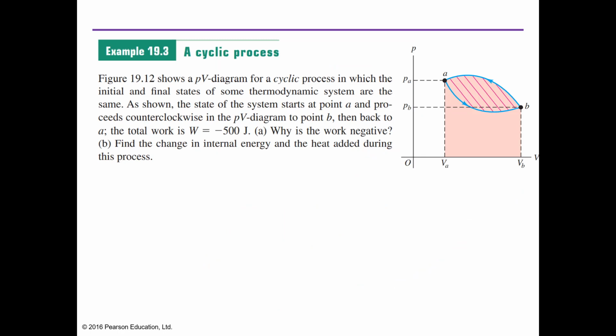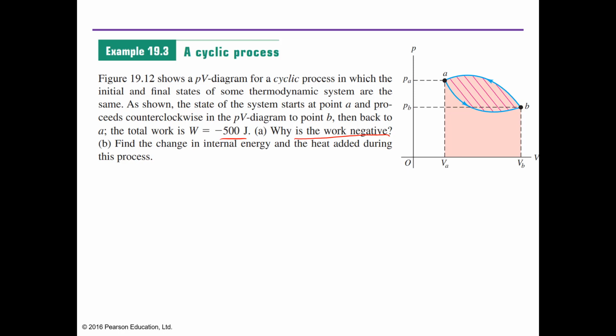Next, this is a cyclic process. The figure shows a PV diagram for a cyclic process in which the initial and final state of some thermodynamic system are the same. Okay? As shown, the state of the system starts at point A. So this is my initial state. Okay, point A, and proceeds counterclockwise in the PV diagram to point B, then back to A. And the total work is negative 500 joules. Question: for letter A, why is the work negative?